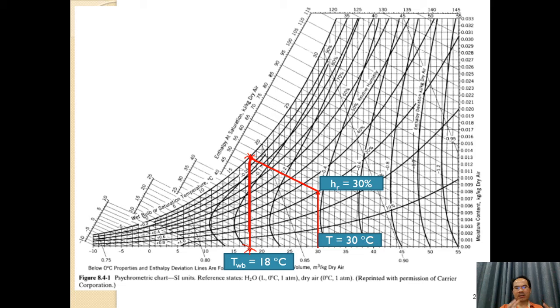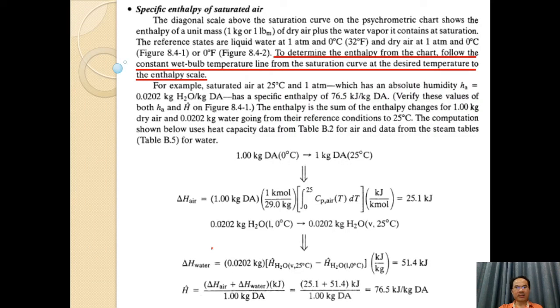But mostly the wet bulb temperature is higher than the dew point, but lower than the dry bulb temperature. For this case, the dry bulb is 30 degrees and the wet bulb is 18 degrees. Also, if you would like to determine the dew point, you drag the vertical line to contact 100% and get about 11 degrees Celsius. This is the wet bulb temperature that you can read from the psychrometric chart.